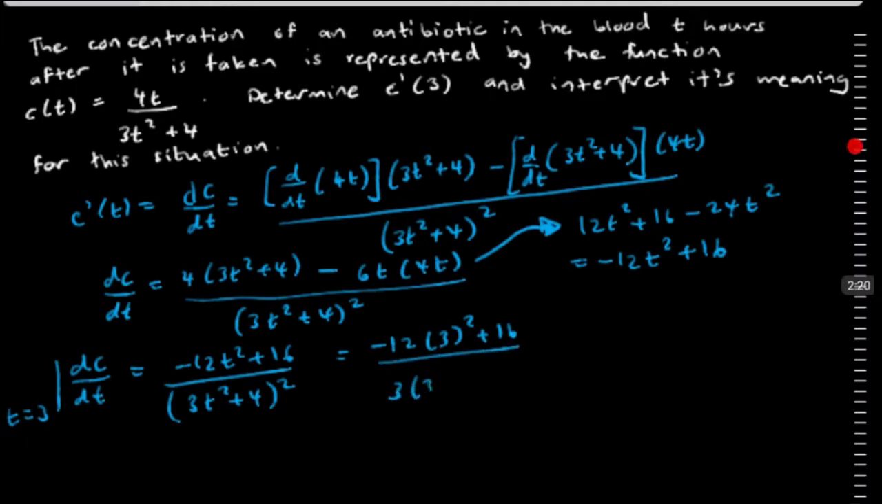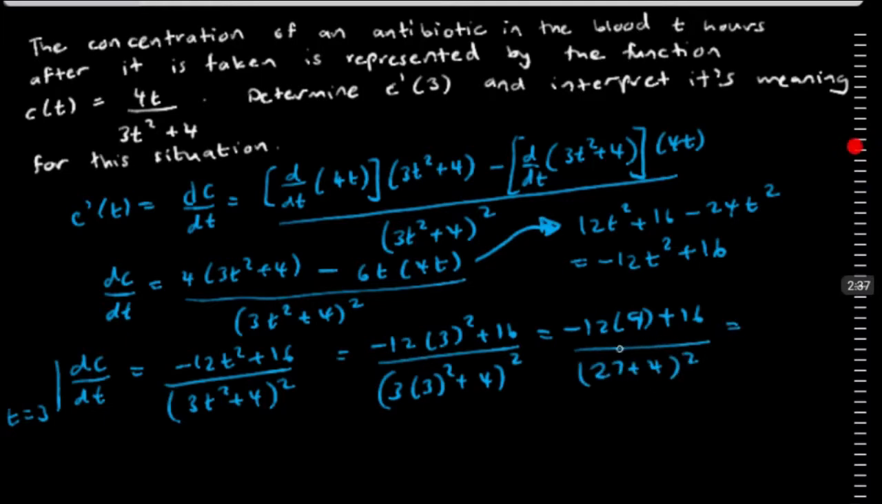If I let t equal 3, you get negative 12 times 3 squared plus 16 over 3 times 3 squared plus 4, squared, and that gives me negative 12 times 9 plus 16 over, 3 squared is 9, times 3 is 27, plus 4, squared. This gives me negative 108 plus 16 over, what is that, 31 squared. Okay, and let me crunch this out and see what we get.